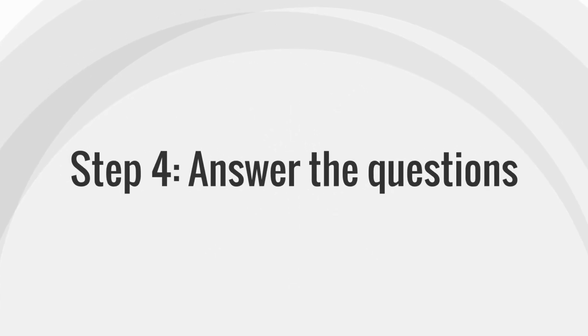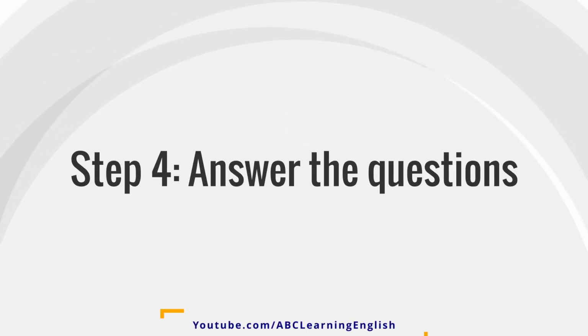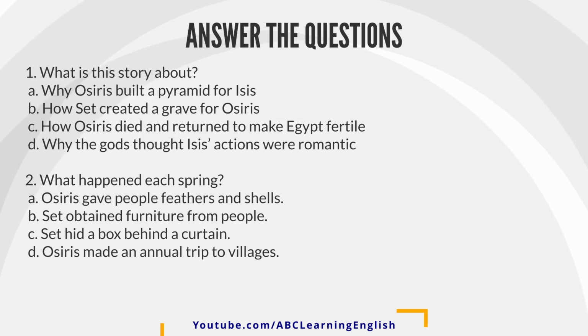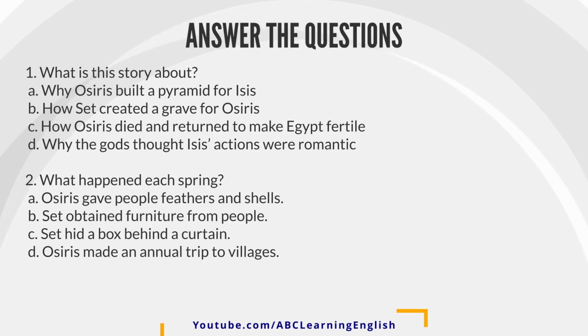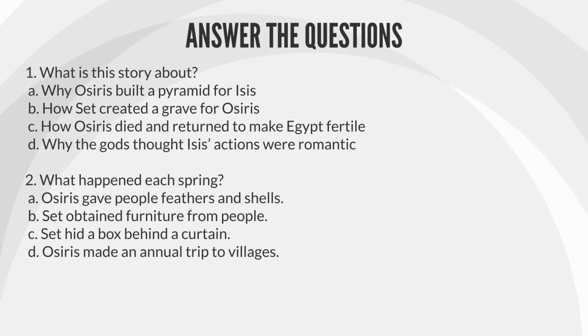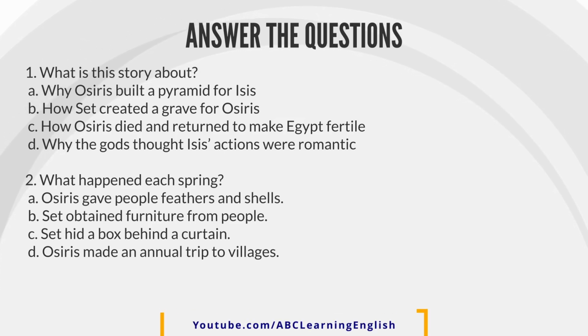Step 4. Answer the questions. 1. What is this story about? A. Why Osiris built a pyramid for Isis. B. How Set created a grave for Osiris. C. How Osiris died and returned to make Egypt fertile. D. Why the gods thought Isis' actions were romantic.